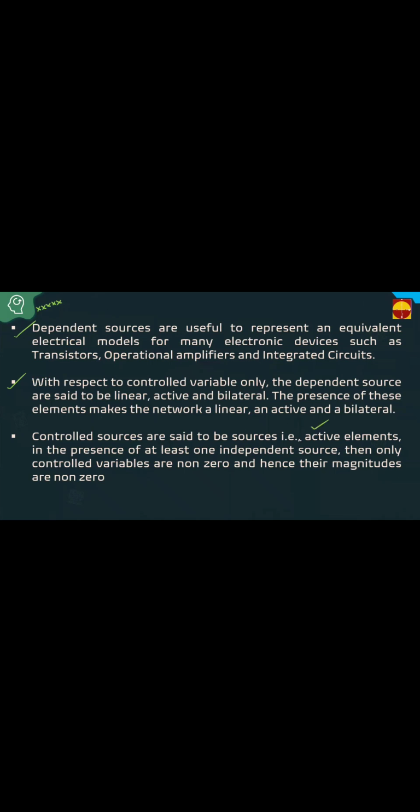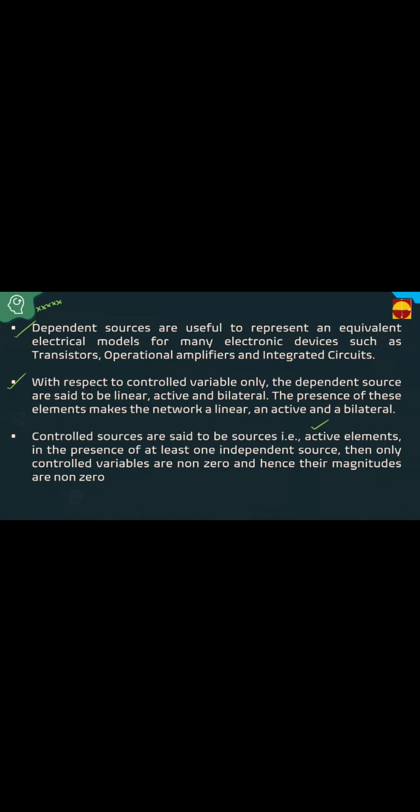When the control sources are said to be active elements, in the presence of at least one independent source in the circuit or network. If at least one independent source is present, then only it is treated as an active element. Then only control variables are non-zero and hence their magnitudes also non-zero. Very important. The controlled, that is, dependent sources are active. The circuit must consist of a minimum of one independent source. Dependent sources are active only if there is a minimum of one independent source.